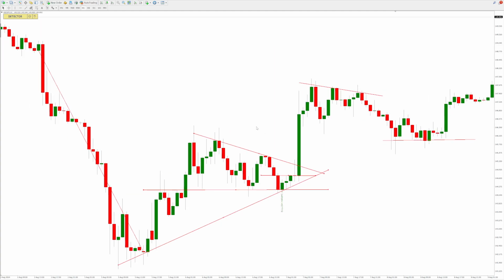Okay, hopefully that's given you a clear indication of the Harami candlestick pattern and the various ways in which you can implement it within your trading.